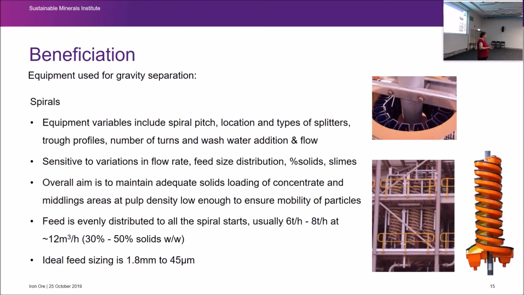Feed distribution to your spirals is again key, and usually these units run at about 6 to 8 tons per hour. And circuits are made up of banks of these ones, which usually use a very low footprint as well. And the ideal feed sizing is in the range of about less than 1.8 millimeters. But very importantly, the slimes fraction is removed from the feed using classification and not even processed.